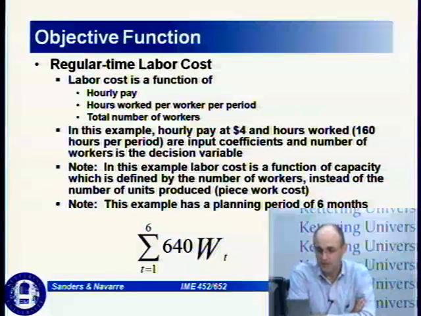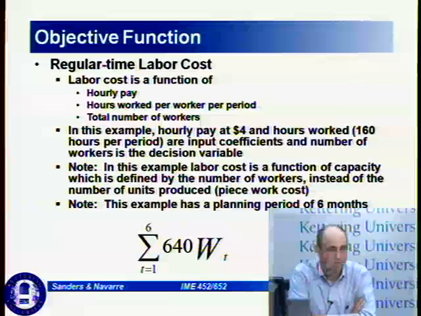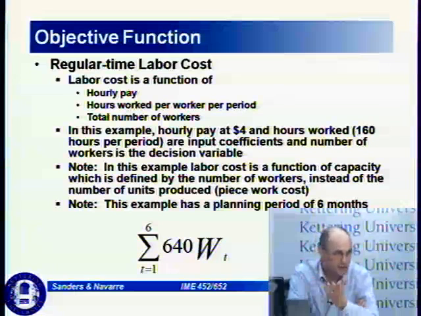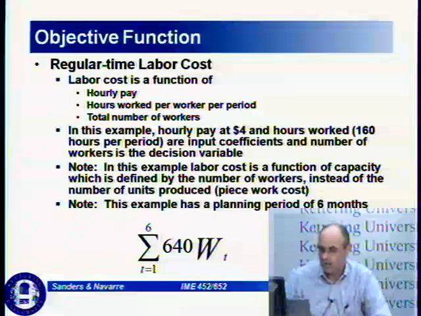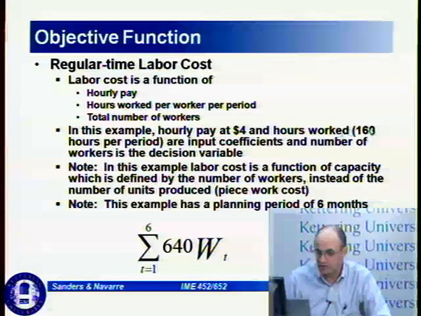The regular time labor cost is the labor cost as a function of hourly pay, the number of hours worked per worker per period, and the total number of workers. So in this example, hourly pay is $4, and the hours worked are 160 hours per period. That's 40 hours per week, assuming 4 weeks in a month, so 160 hours per period. These are the input coefficients, and the number of workers is the decision variable.